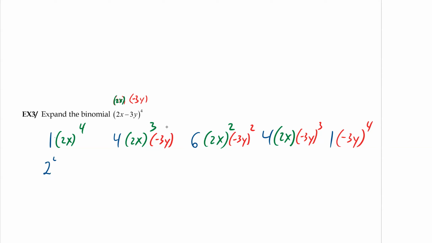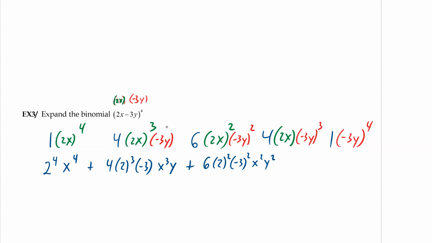So this is 2 to the 4th, x to the 4th, plus, and then this would be 4, 2 cubed, negative 3, and then we have x cubed y, plus 6, 2 squared, negative 3 squared. So I'm just expanding everything and separating it, x squared, y squared, plus 4, 2, negative 3 cubed, x, y cubed, and then plus negative 3 to the 4th, y to the 4th. And again, verify that there are 5 terms, so 1, 2, 3, 4, 5.